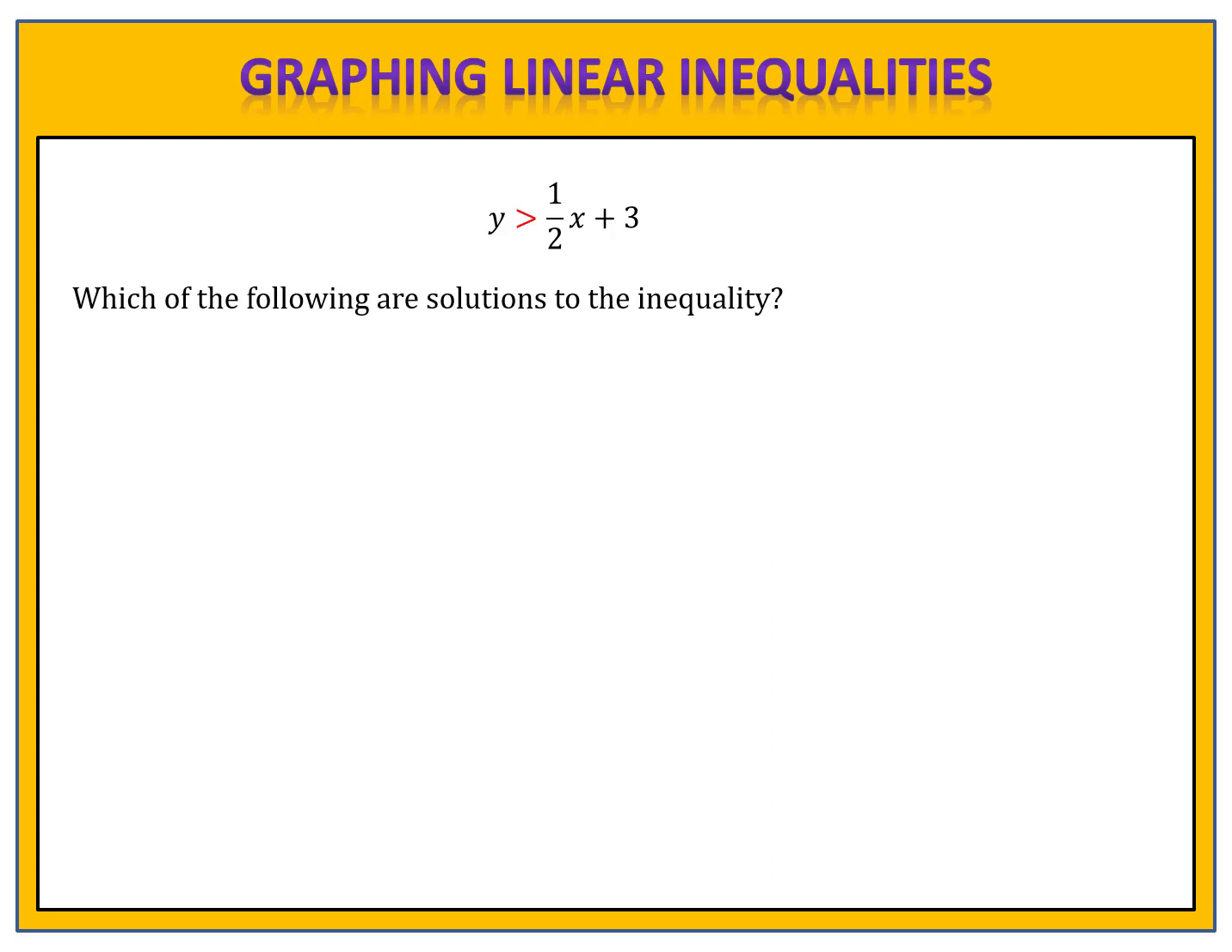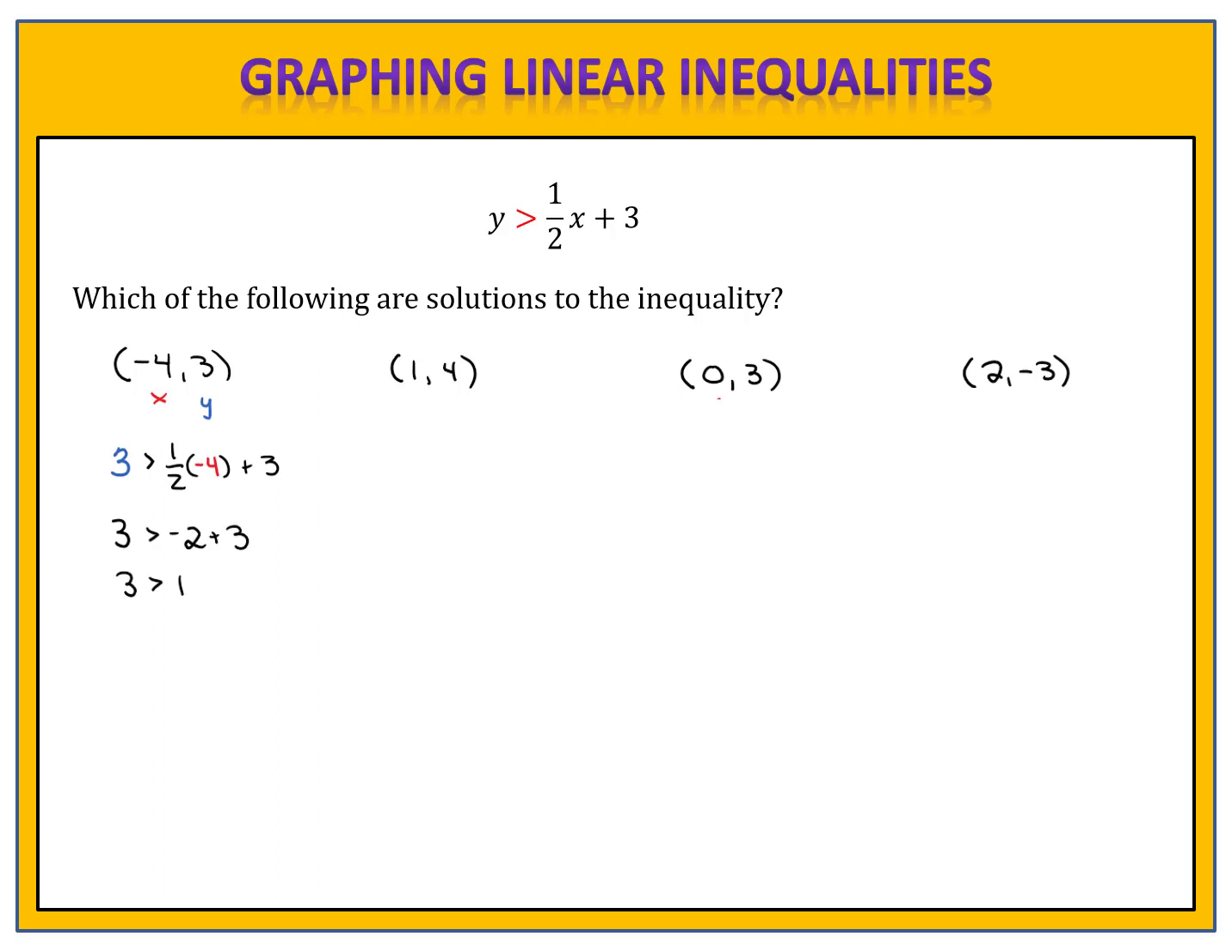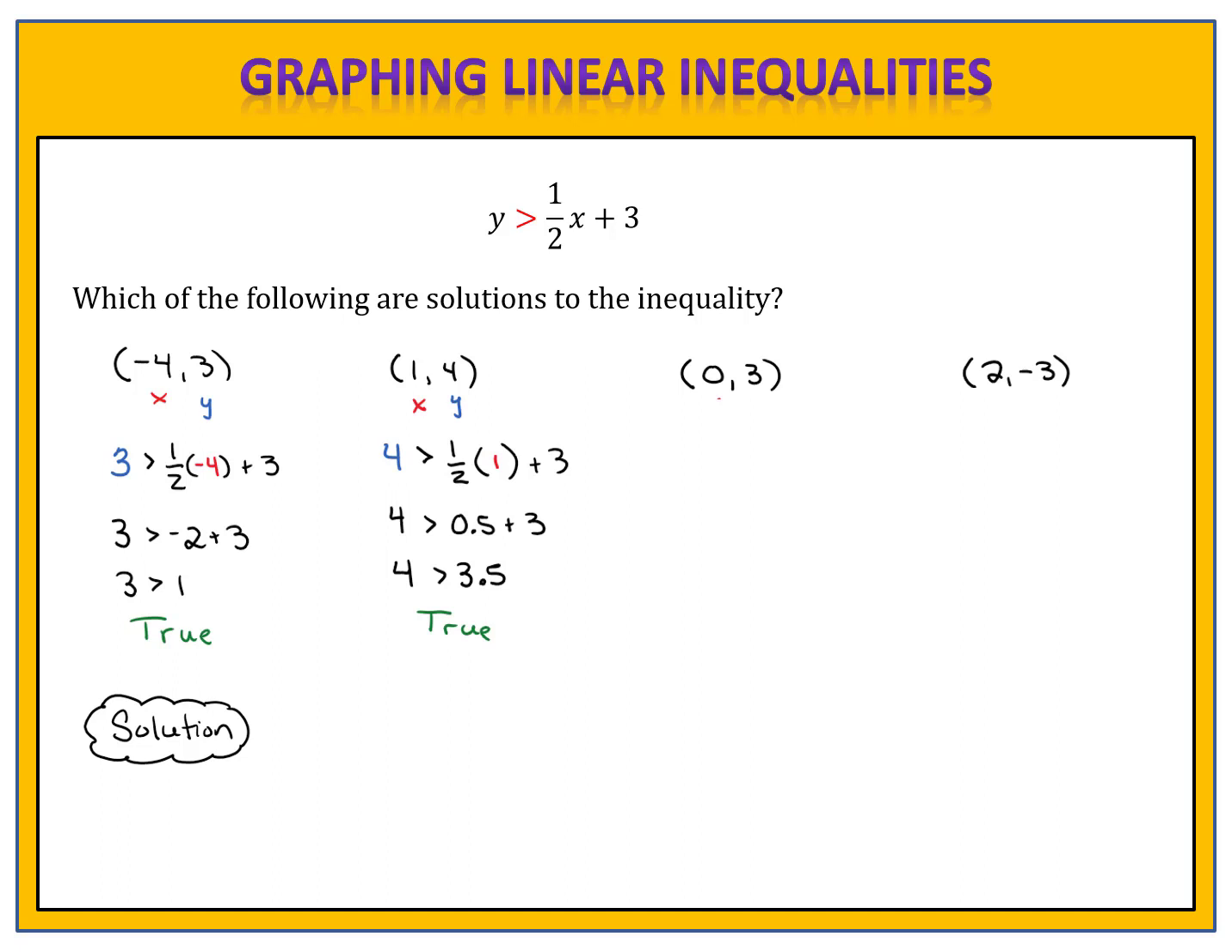If we have a list of points and we want to determine which are solutions, we simply need to substitute the values in for x and y and evaluate. If the inequality is true, we have a point that is a solution to the inequality. An inequality may have many solutions. In fact, inequalities will have infinitely many. Here we see two different points that are solutions to the inequality, and there are many more.